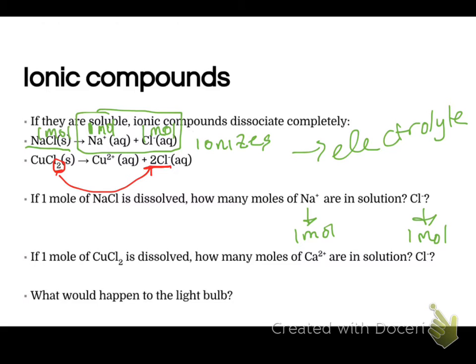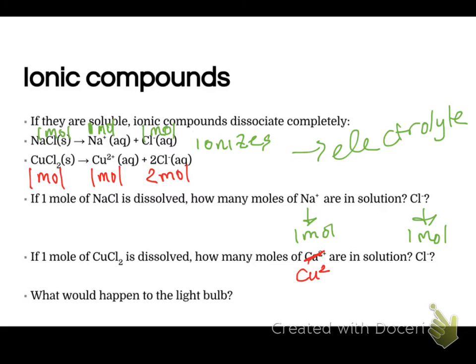So that means if I have 1 mole of copper chloride solid, when it dissolves, I have 1 mole of copper ion, because there's 1 copper ion for every copper chloride. But then I have 2 moles of chlorine ion. That means I have a total of 3 different moles of particles here to conduct electricity. So that makes it a really good electrolyte. So in either case, we end up with so many particles that are ions that the light bulb is really, really bright. So we call it a strong electrolyte.